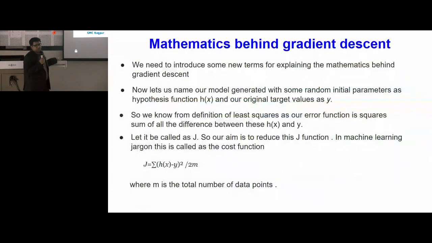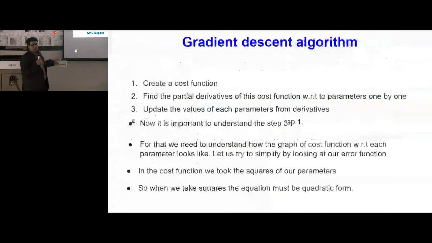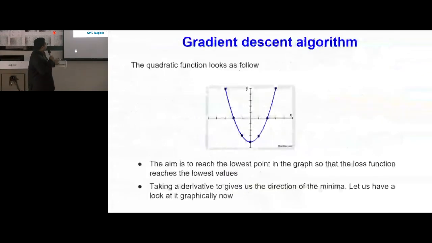We need to reduce the J. So you see here all these are squared: h of x minus y. So we're getting a squared function. A squared function is quadratic in nature. A quadratic function looks something like this. A quadratic function always takes a curve shape, and we need to reach the minimum value.